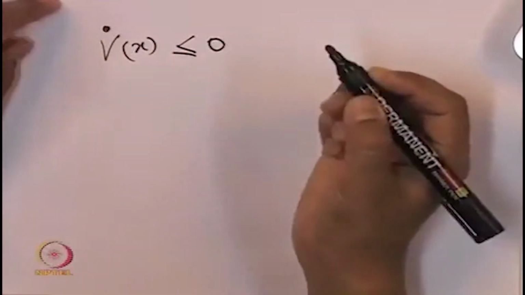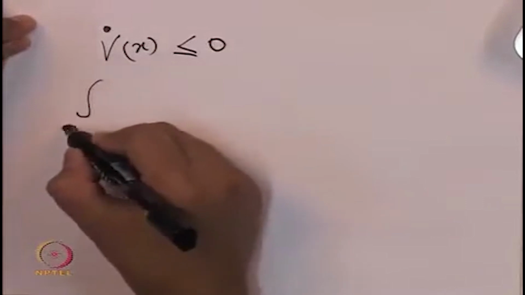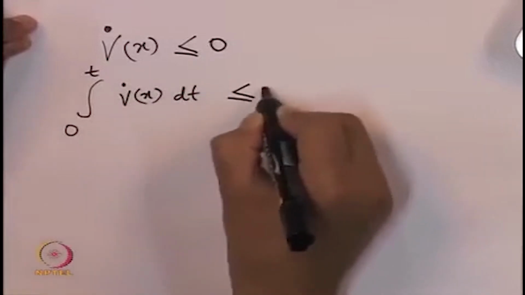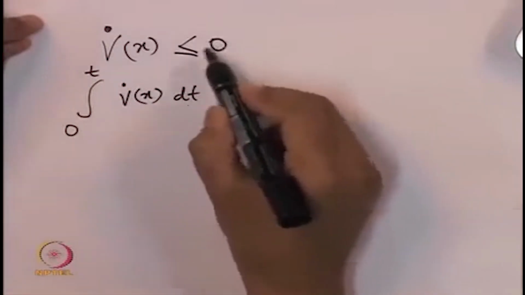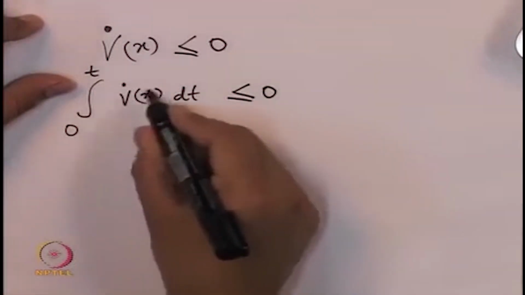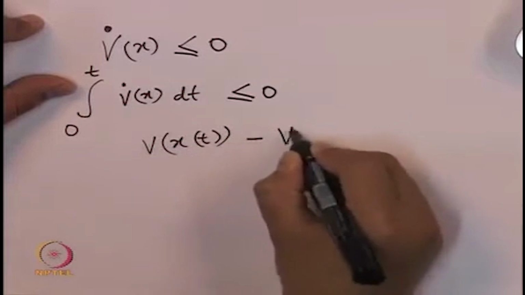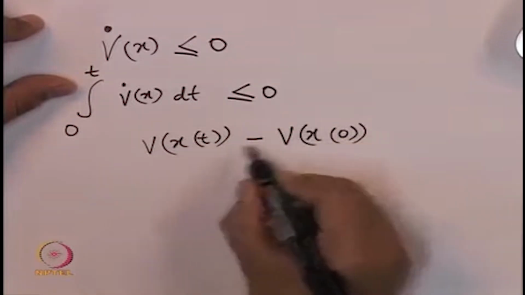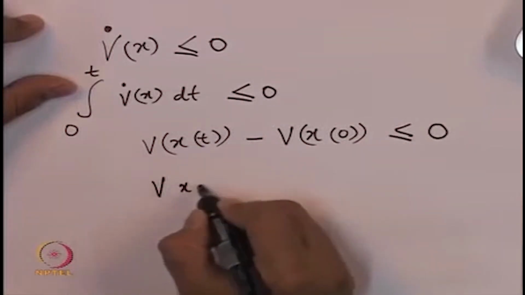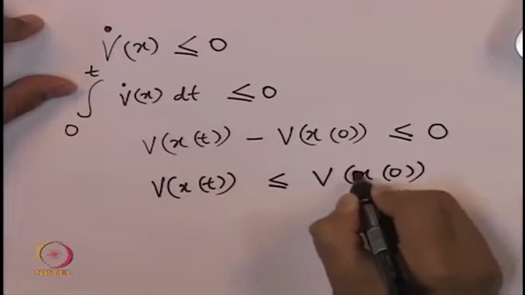We already have assumed this particular property of the Lyapunov function. So, when we integrate V dot of x from 0 to t, this integral is also less than or equal to 0, because we are integrating some quantity that is non-positive. This integral of the derivative of a function is nothing but V of x of t minus V of x at 0, the final value minus the initial value. This itself is less than or equal to 0, which says that V of x of t is less than or equal to V of x at 0. Of course, this is expected.